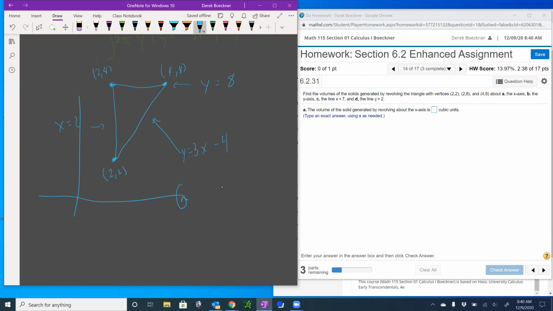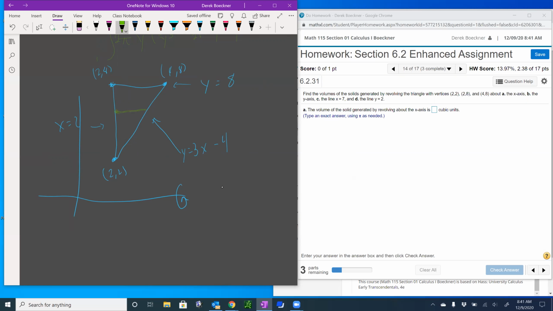Okay. So let's, well, we can pick strips. We can pick washers or shells. What do you guys want to do? Shells. So if I'm going to rotate around the axis to get a shell, I have to have a strip that is parallel to that axis, right?